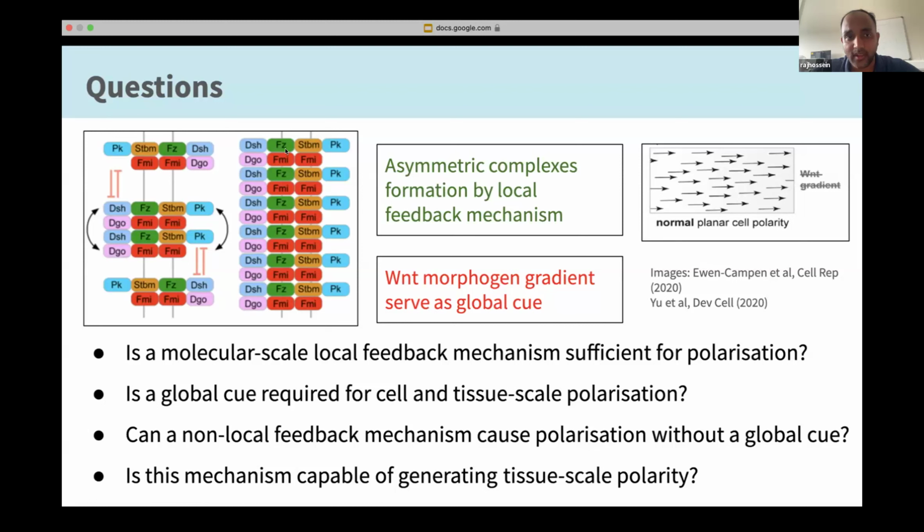Then we have assumed that there is abundance of flamingo molecule, and when frizzled and stable come to the membrane, they form bonds and form complexes. Without this complex formation, we don't see any polarization. So our conclusion is that this bond formation is important, because this complex formation helps to separate these complexes at the cell level. Okay, lovely.